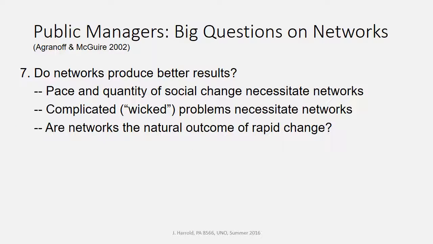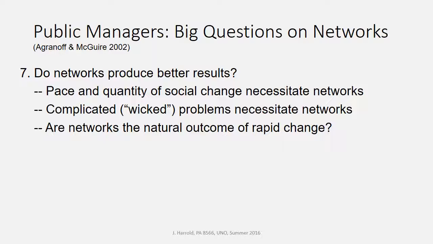And then finally, the bottom line question really is, do networks produce better results? And they refer to a couple of social issues. One is the contention that the pace and quantity of social change necessitates networks. So things move rapidly. We have to come up with agile solutions, and so therefore that necessitates networks. And that some problems are so complicated, as they call them wicked problems, that may necessitate networks.